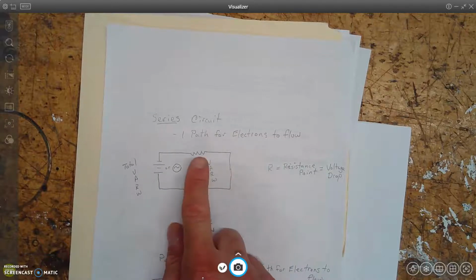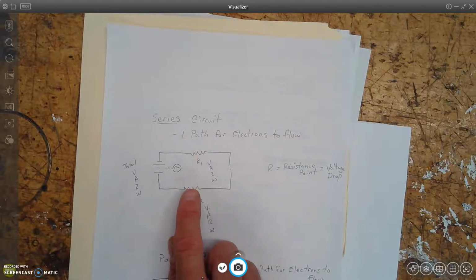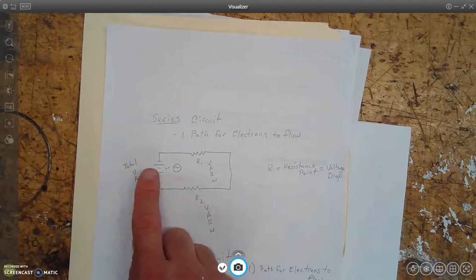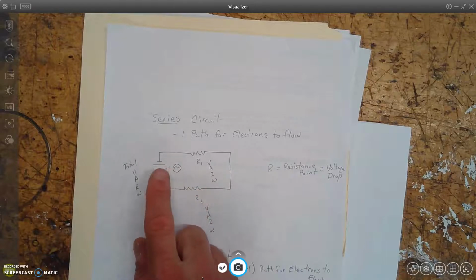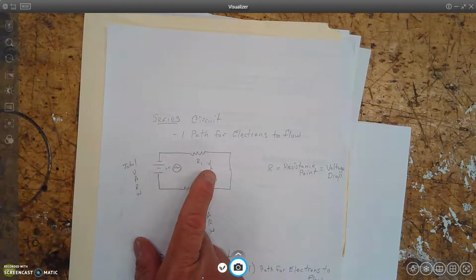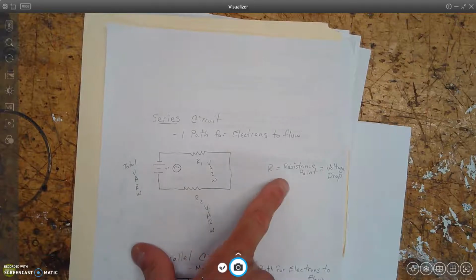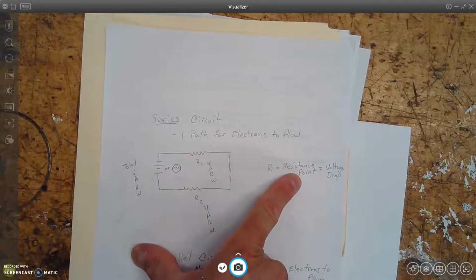Now there's a resistor here, and there's a resistor here, and then there's a total value of volts, amps, resistance, and wattage for the entire circuit. We also figure those same values at each resistor's point, or each impedance point. So I put over here R equals the resistance point. We also call that a voltage drop.